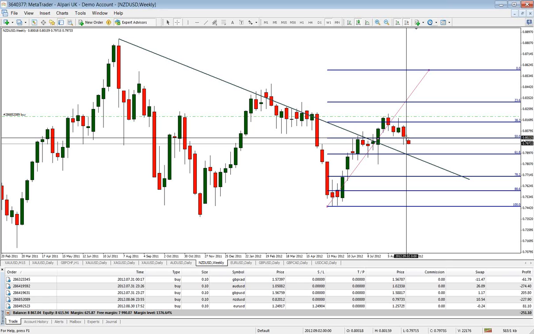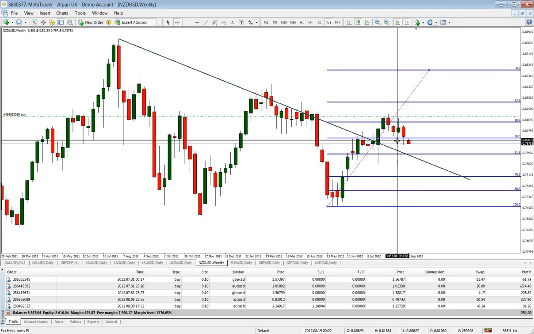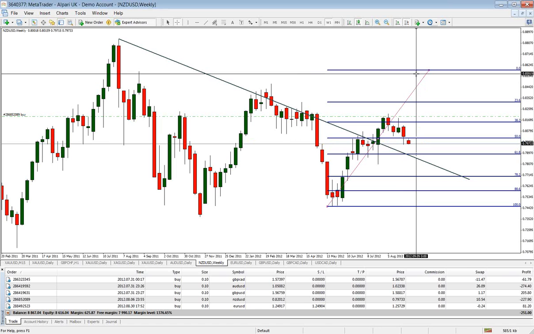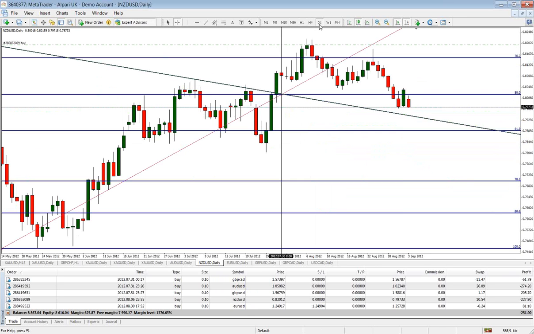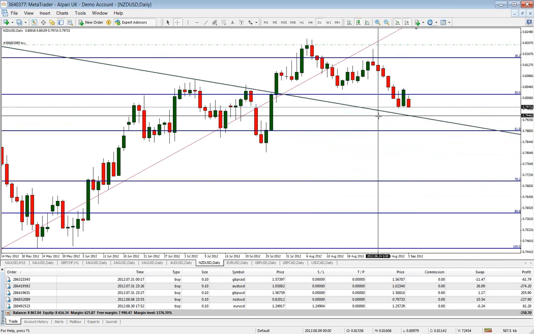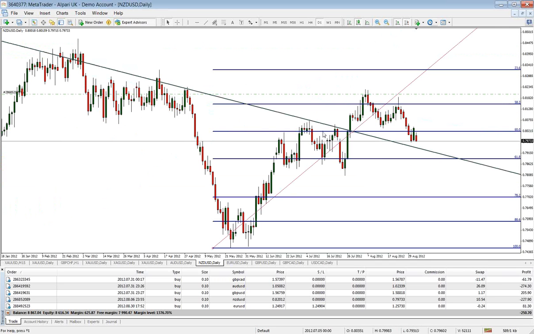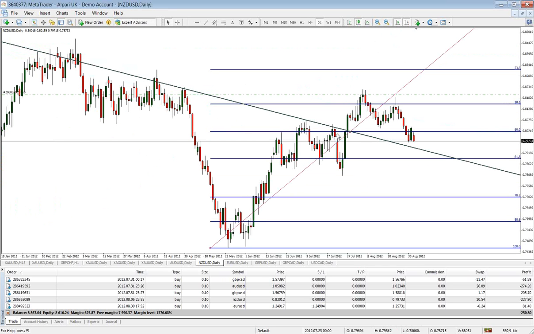0.8022, which is a support here. We still had no breakout, and for me it does look like we should continue an uptrend. I would be watching, of course, lower time frames to confirm whether we're going up or down. You can see that we have a buy trade and it was very high.